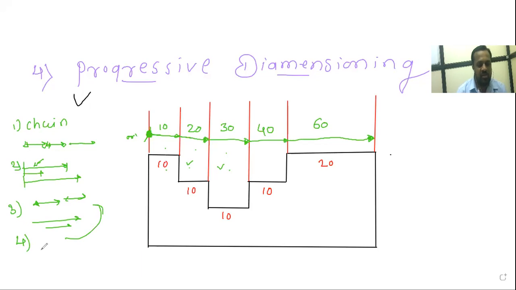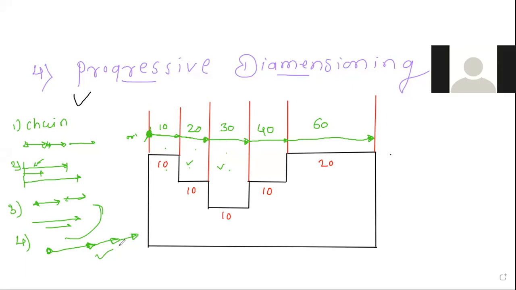In progressive dimensioning, we fix one origin, and from this origin only we count all the dimensions. We show the dimensions on only one side, with the arrow on only one side like this. This is called the progressive dimension. Is it clear for all? Yes, sir. Okay.